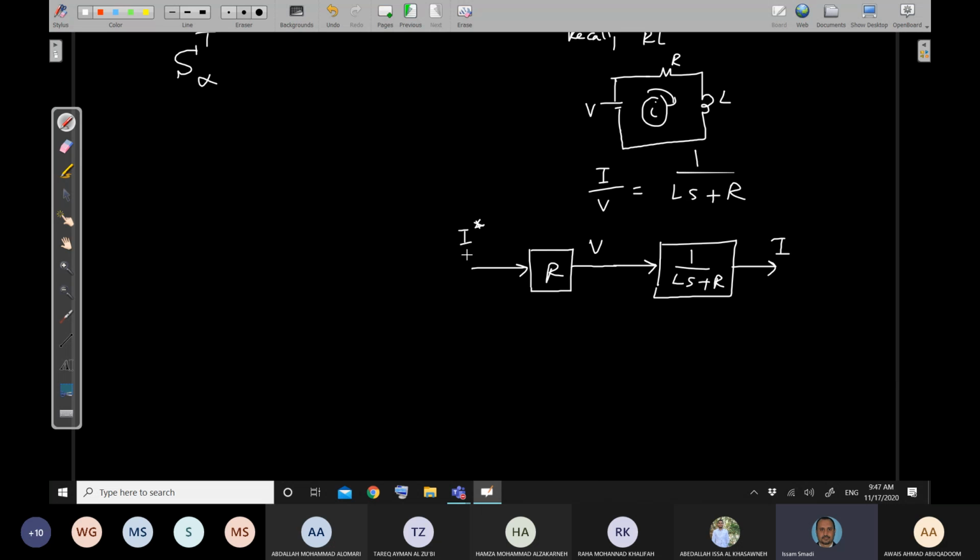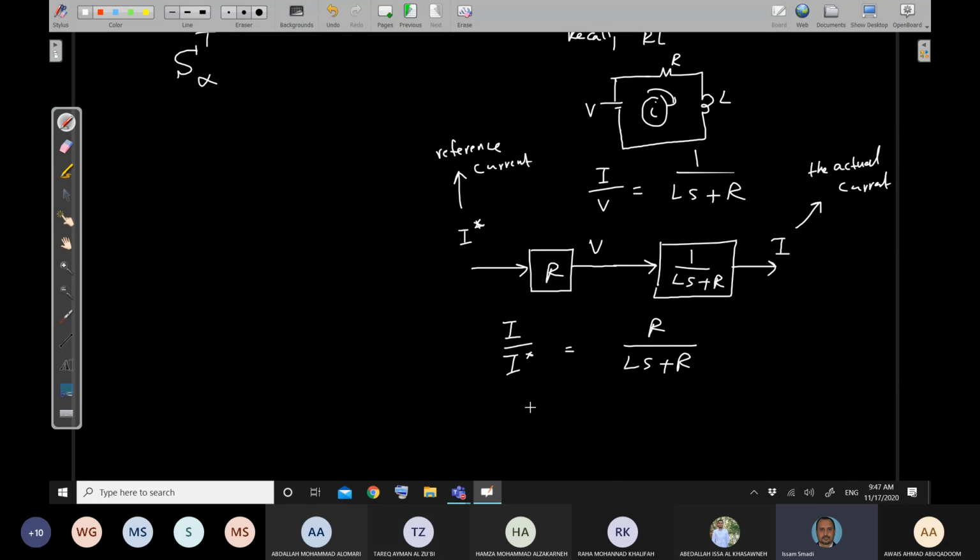Now the input is the reference current, and the output is the actual current. Now, can you give me I over I star equal to what? It will equal R over LS plus R.